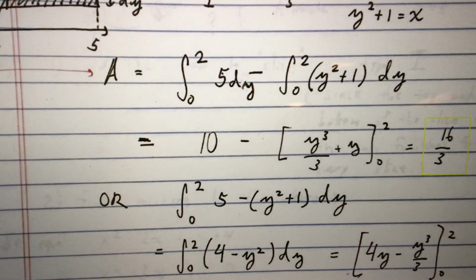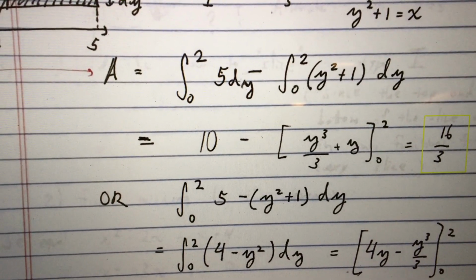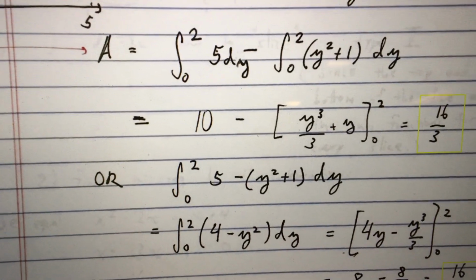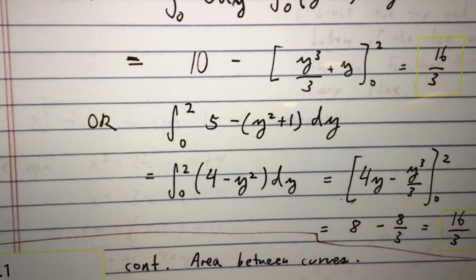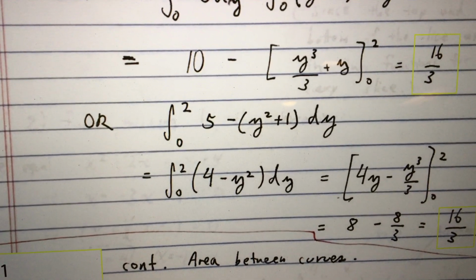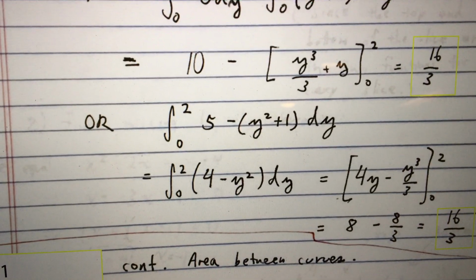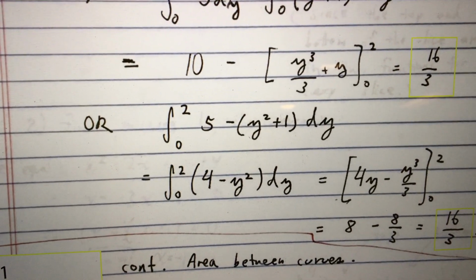Then the antiderivative of that would be 4y minus y cubed over 3, raise and divide again. Then plug in the 2 and the 0, and the 0 gives me 0, and the 2 gives me 8 minus 8 thirds, which comes out to 16 thirds again. That would be 24 thirds minus 8 thirds, so 16 thirds.